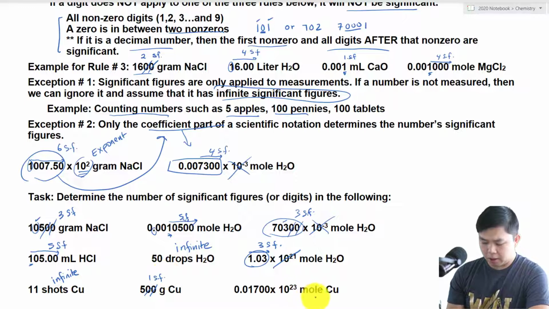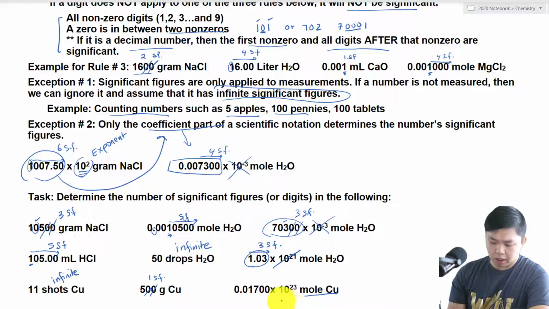How about this one here? Mole of Cu, and then this is a scientific number. We have the exponent, we don't care, and the first non-zero is right here. So go all the way down, 1, 2, 3, 4. So 4 significant digits or figures.